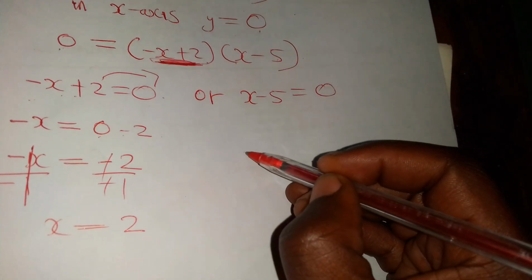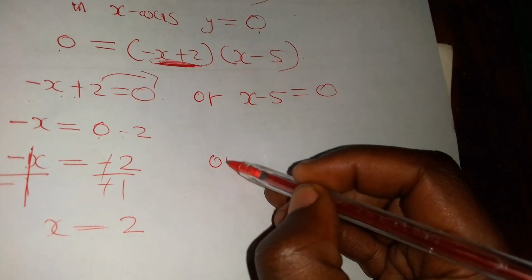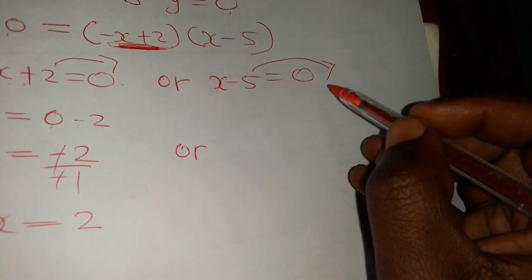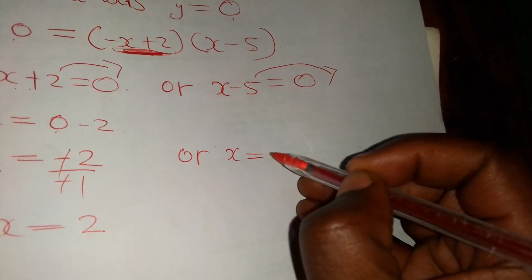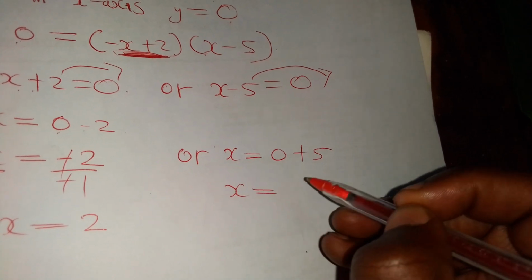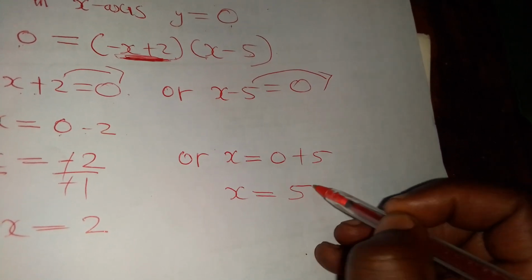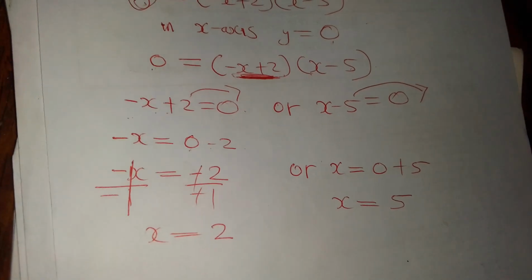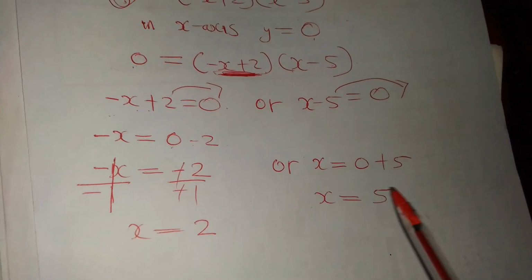The second value: this is a negative, and when it crosses the equal sign, it becomes a positive. So it will be 0 plus 5. So our x is equal to 5. Now, these are the values of x: x is 2, x is 5.